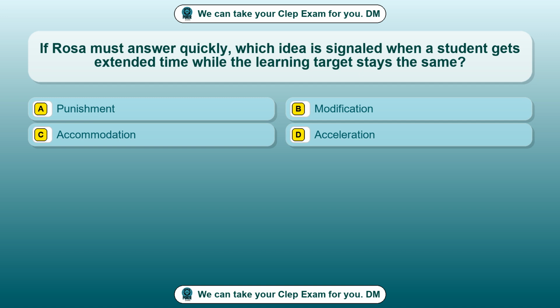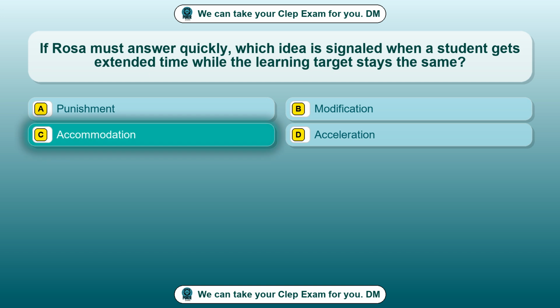Question 64. If Rosa must answer quickly, which idea is signaled when a student gets extended time while the learning target stays the same? Option A, punishment. Option B, modification. Option C, accommodation. Option D, acceleration. The correct answer is option C.